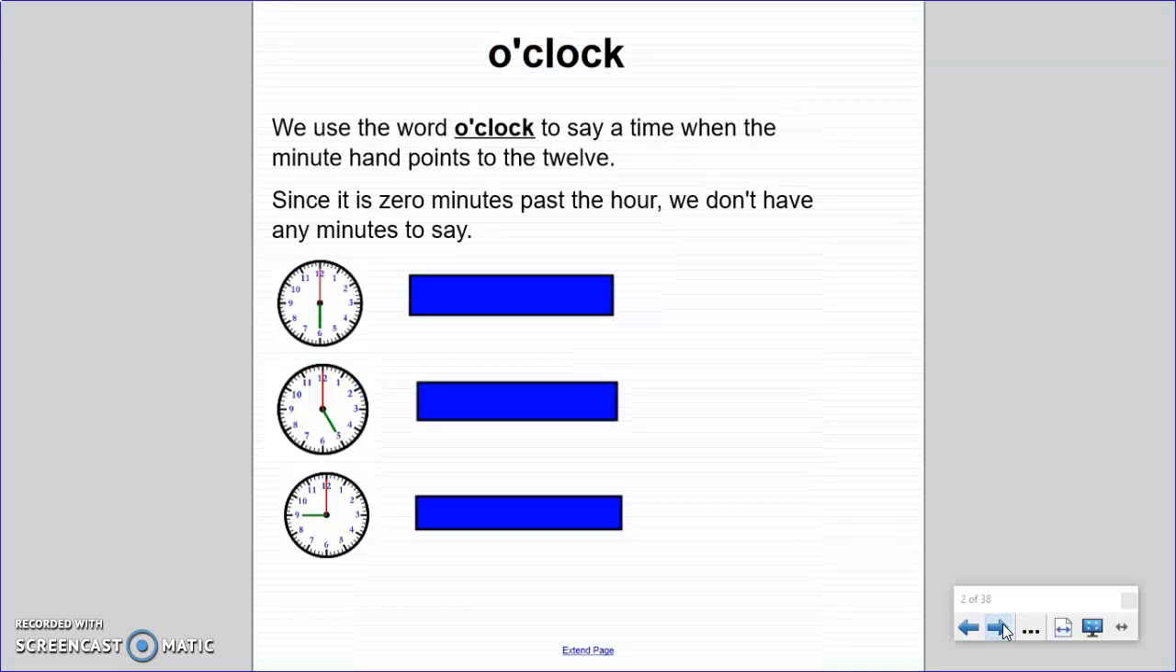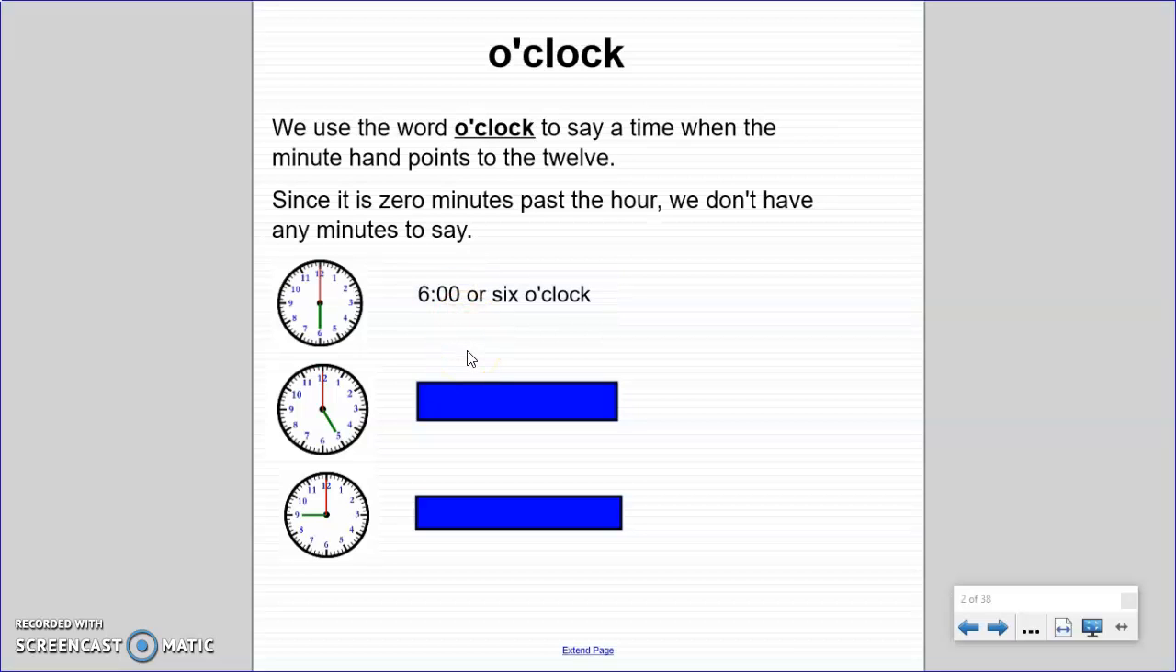We use the word o'clock to say a time when the minute hand points to the 12. Since it is 0 minutes past the hour, we don't have to say any minutes. For example, looking at this clock here, the minute hand is pointing to the 12. It has not yet passed the 6 o'clock hour. So we would just say 6 o'clock, or we would write 6:00.